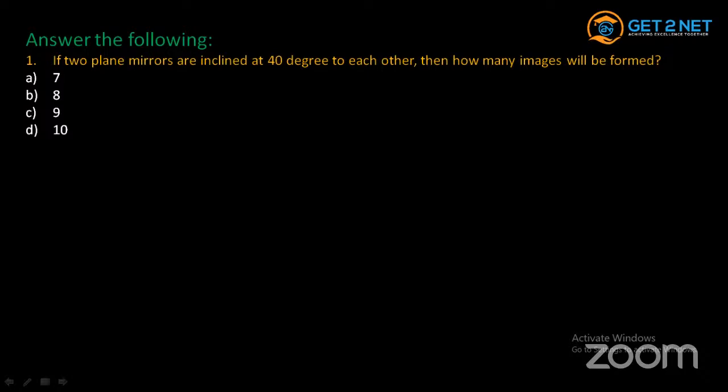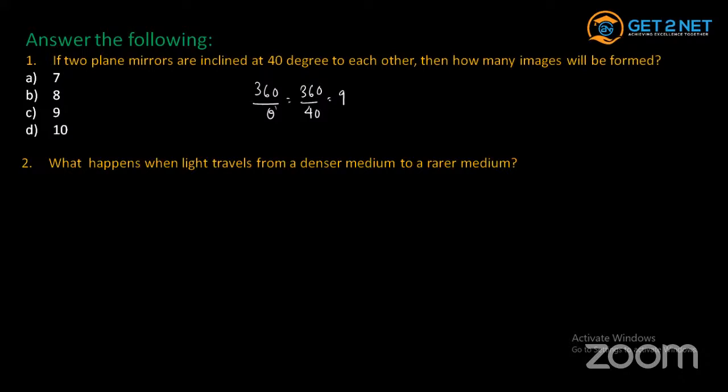The formula is 360 divided by theta. Theta is the angle. So here the angle is 40. So here answer is 9. Next question, what happens when light travels from a denser medium to a rarer medium?